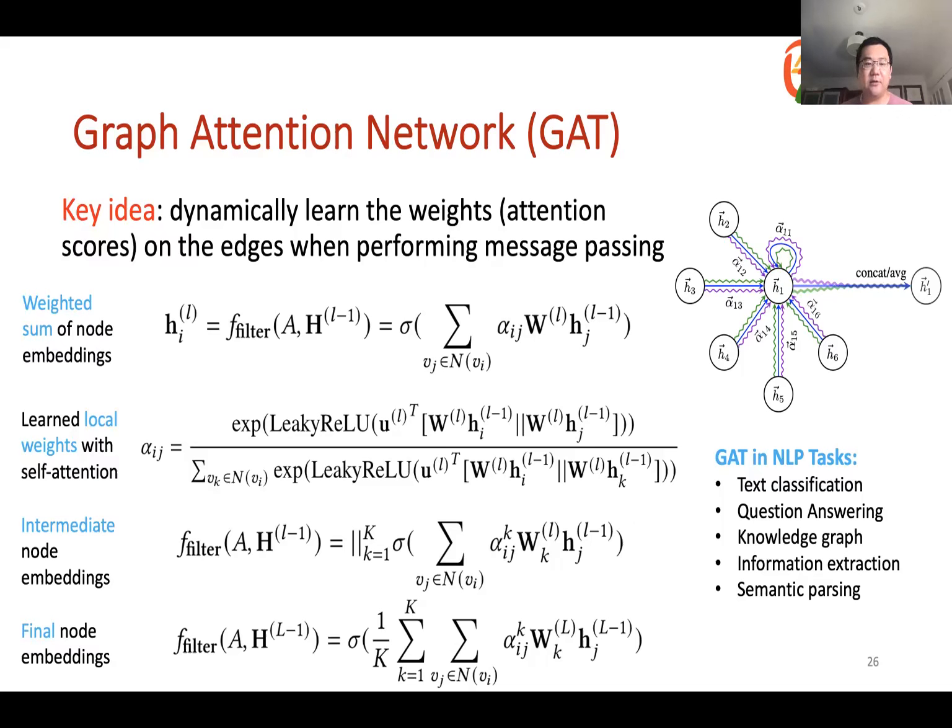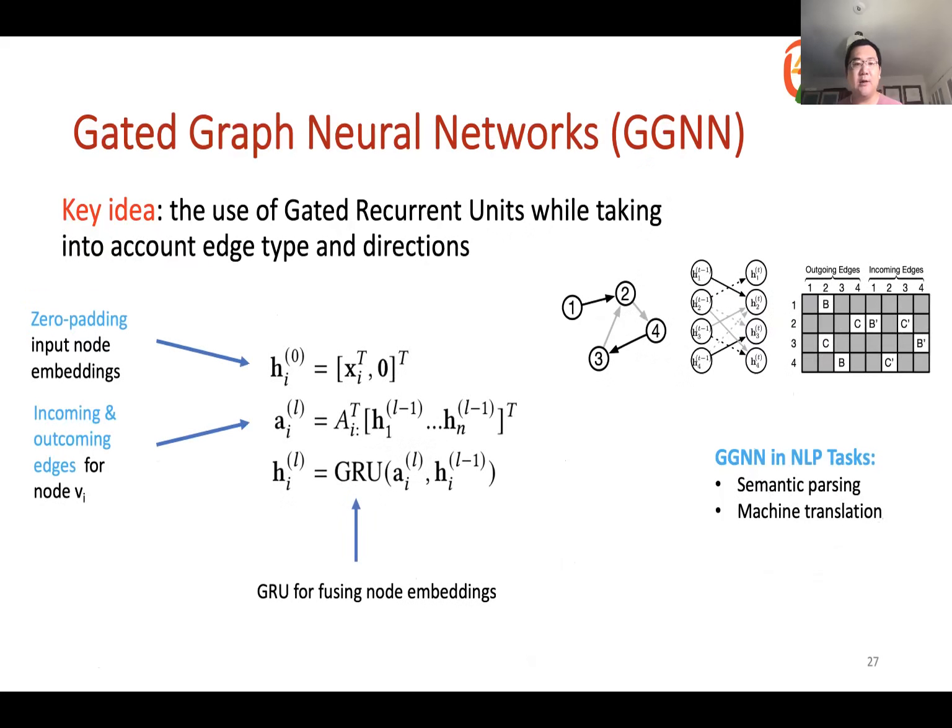As I mentioned, they use self-attention to learn the local weights. Then in each intermediate step, they use concatenation to generate a new node embedding. But in the final layer, they do averaging to generate the final node embedding. GAT is probably one of the most extensively used graph neural network models in NLP tasks. People have been widely using it in text classification, question answering, logic graphs, information extraction, and so forth.